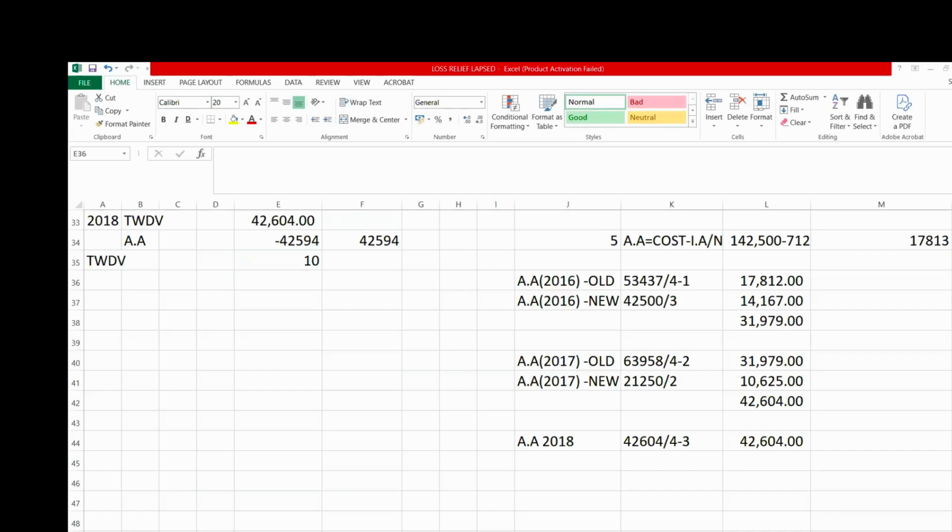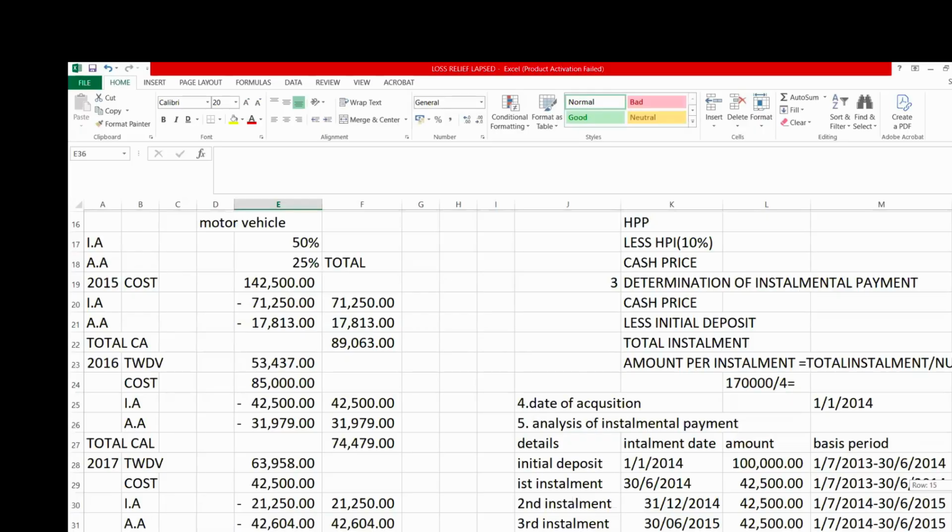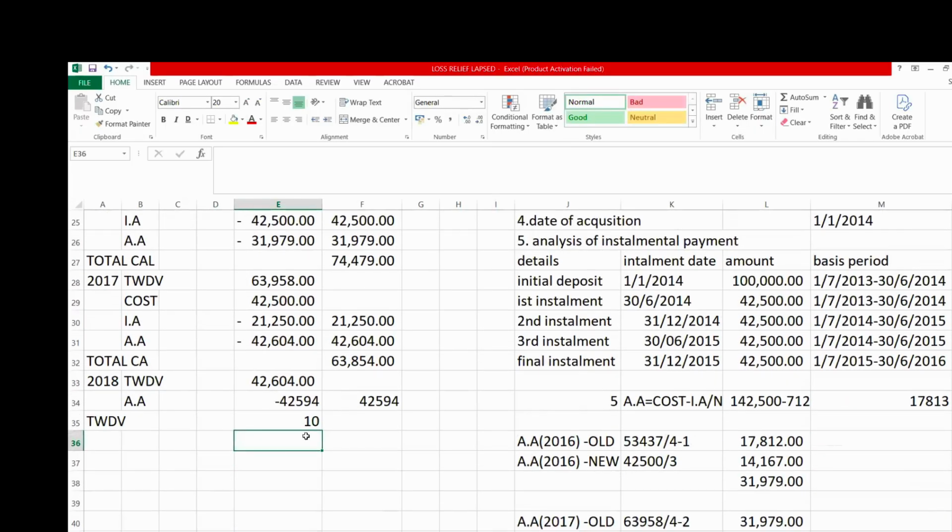Because 2018 happened to be the end of the useful life of this asset. So this is where your computation will end as far as this question is concerned, in relation to capital allowance on what? When an asset is acquired on hire purchase. Any question?